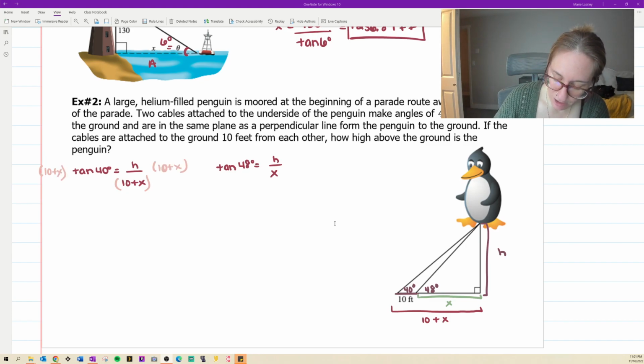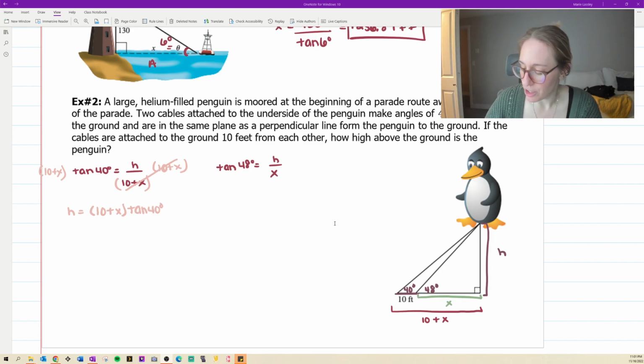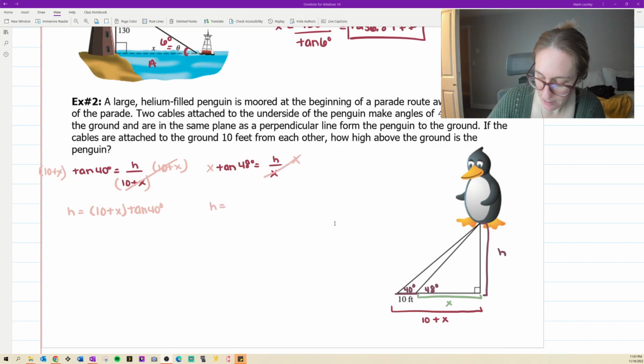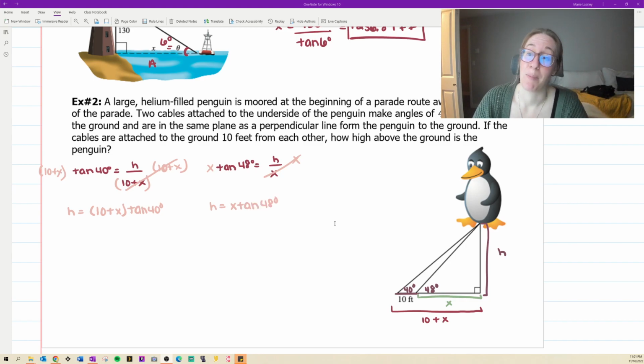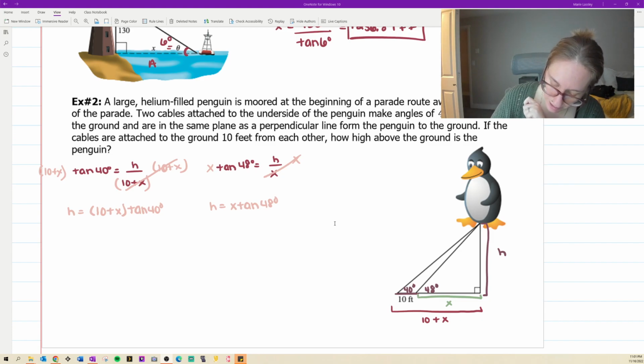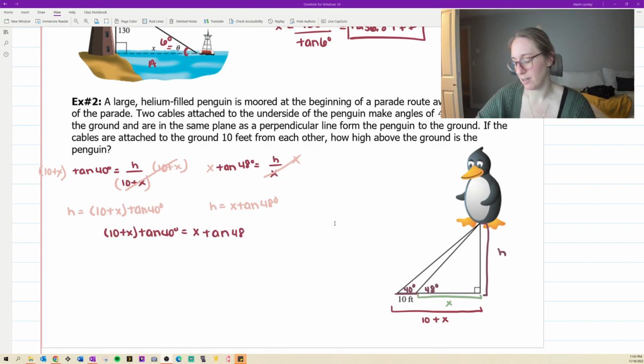All right, so I have h equals 10 plus x tangent of 40. Cool. In my second equation, it's even easier. I'm just going to multiply both sides by x. So h equals x tangent of 48 degrees. Now, transitive property says if h equals this and h equals that, then those two things must equal each other. So 10 plus x times the tangent of 40 equals x times the tangent of 48.